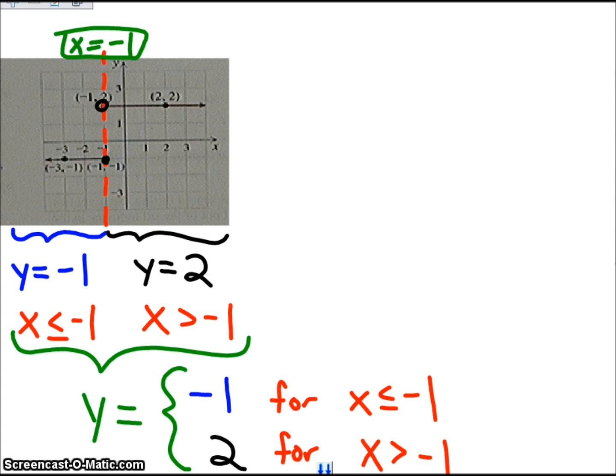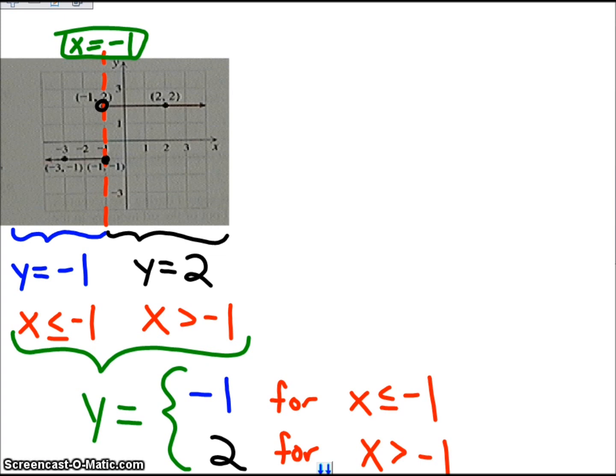And then for each of those equations, y equals -1 and y equals 2, we have to describe where the equation is being used. So we use y equals -1 for x coordinates that are less than or equal to -1. And we use y equals 2 for x coordinates that are greater than -1. So all of that information gets put into that format. And so that's the way we write our piecewise functions.